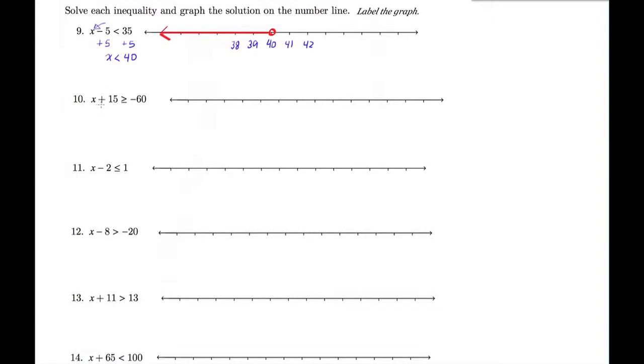Number 10, x plus 15 is greater than or equal to -60. I need to undo adding 15, so I'm going to subtract 15 from both sides. And I get x is greater than or equal to -75. Closed circle at -75. And all points greater than, so that would be to the right.